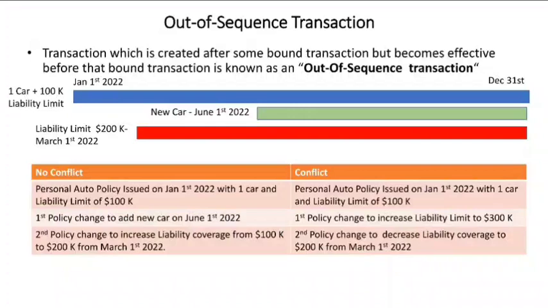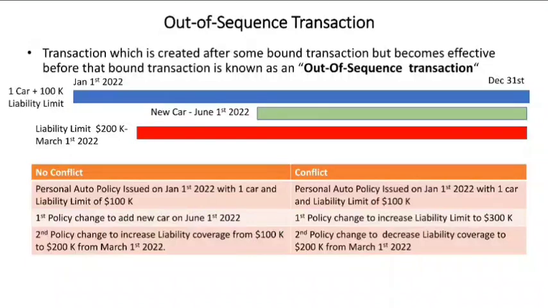Today I'm going to take a training on out of sequence transaction in property and casualty insurance. By definition, out of sequence is nothing but a transaction which is created after some bound transaction but becomes effective before the bound transaction. So let's explain this definition using an example.